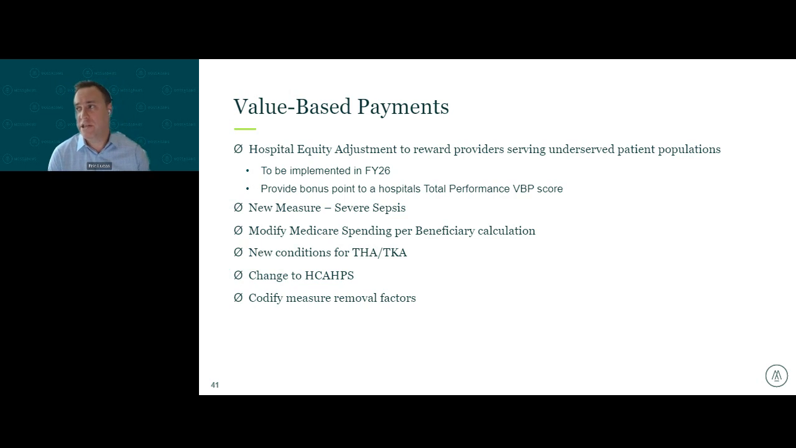The changes are rather big. They changed how readmissions are addressed in there. They changed the calculation and some of the risk adjustment factors. There are new conditions that have been applied for total hip and total knee arthroplasty. There is a change to the HCAHPS, the patient surveys, that will broaden the formats that can be used to complete those. And then they codified the measures on what's going to be removed from the value-based payment program.